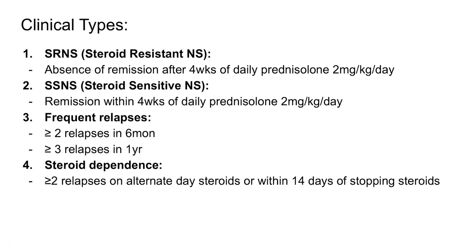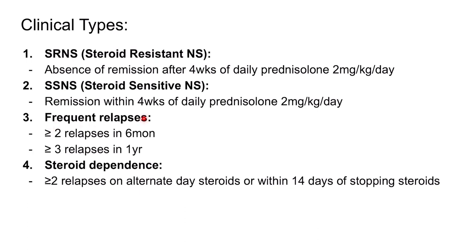Now there are 4 clinical types of nephrotic syndrome. Steroid resistant nephrotic syndrome, steroid sensitive, frequent relapses and steroid dependence. Now in steroid resistant nephrotic syndrome, it is due to the absence of remission after 4 weeks of daily prednisolone 2 mg per kg per day. Now remission means when there is no signs and symptoms of the disease. Now for the steroid sensitive nephrotic syndrome, there is remission within 4 weeks of daily prednisolone therapy.